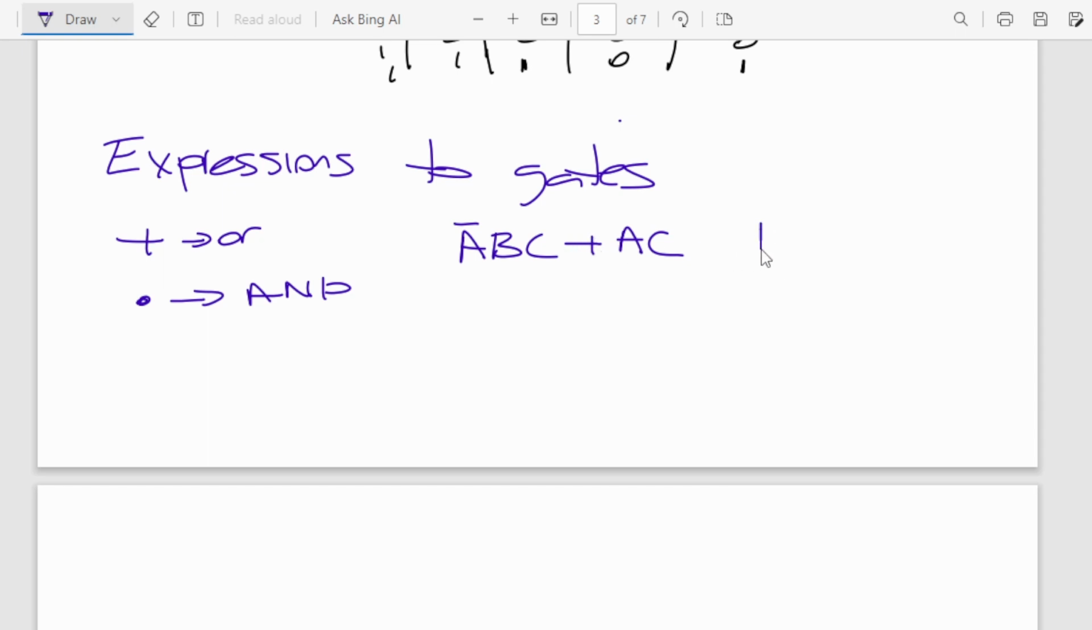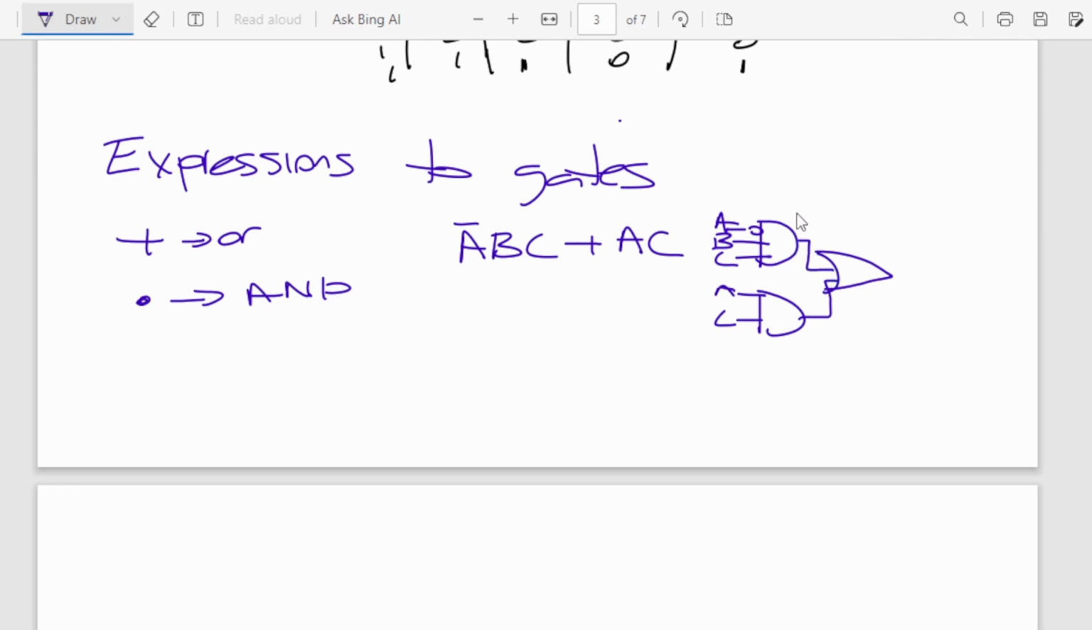You start with the AND gates first. You can say, okay, this is A, so then A bar is inside of the gate. This is B, this is C, and you can draw the other AND gate. This is going to be A and C. And then how are they connected? With an OR. The plus represents OR, so you connect the inputs to the OR.